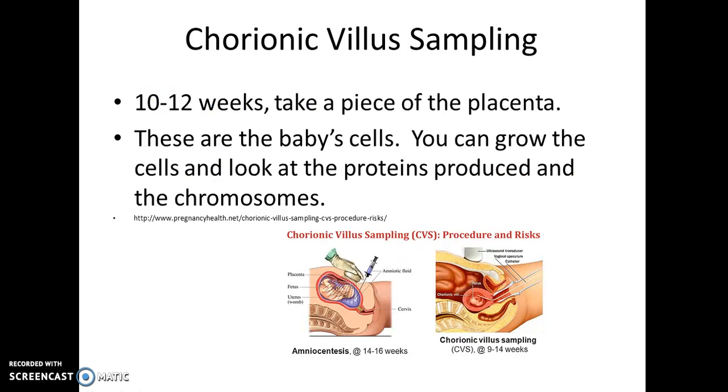What other prenatal tests do you have? Well, you have chorionic villus sampling. This happens anywhere from 10 to 12 weeks. You take a piece of the placenta. These are baby cells. You grow the cells, you look at the cell chromosomes, and you look at the proteins they produce. You do it with ultrasound, so you're not trying to take a piece of the baby. You take a piece of the placenta, and that's baby cells.